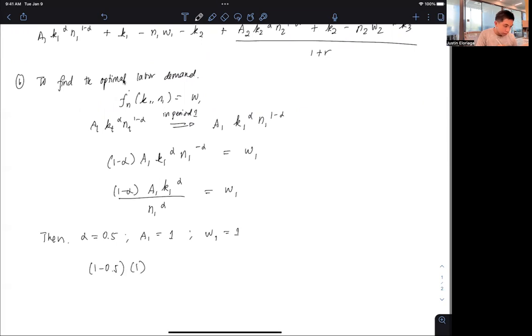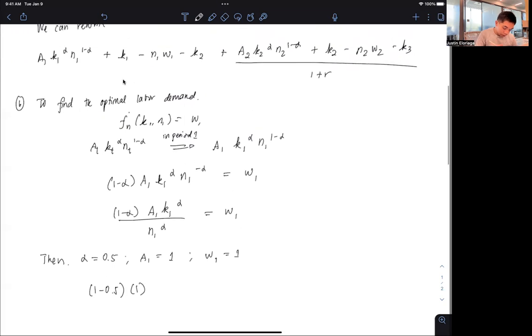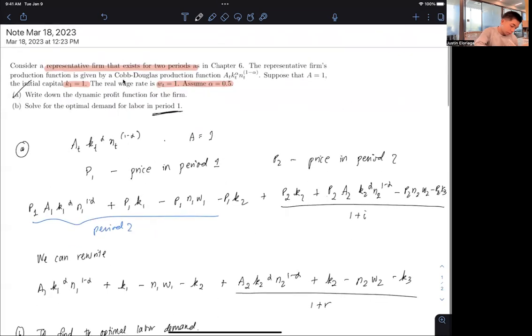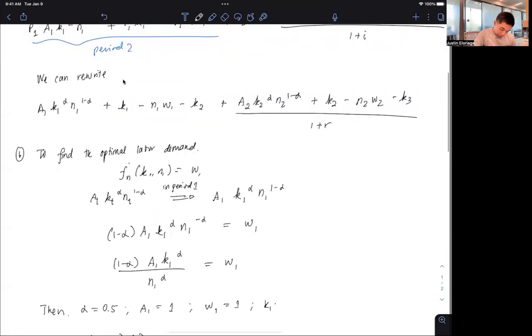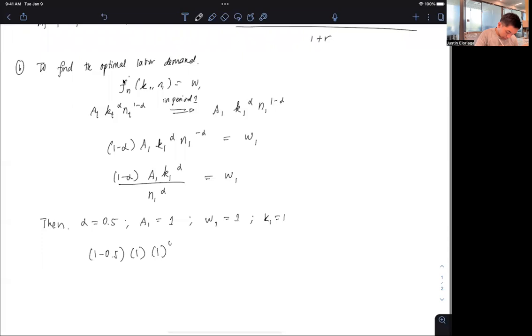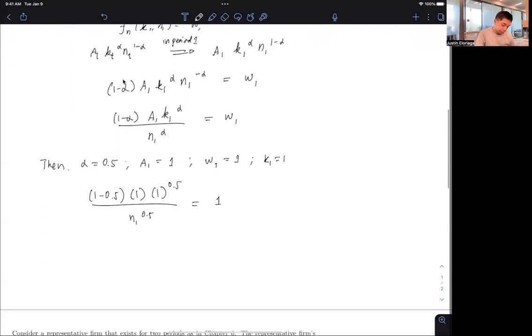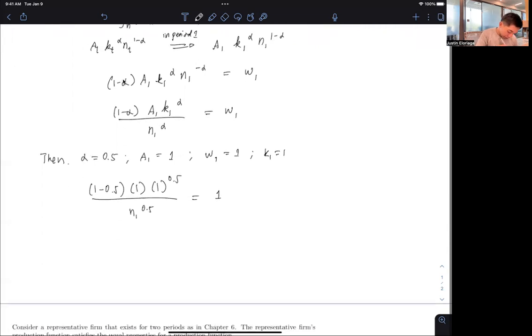Then you have here K1. K1 is also actually 1, it was given in the problem. K1 equals 1. So you have 1 raised to 0.5 divided by N1 raised to 0.5 equal to 1. So this basically simplifies to 0.5 divided by N1 to the 0.5 equal to 1. Or, okay, 0.5 equals N1 to the 0.5. Then if we square both sides, that gives us N1 equal to 0.25.